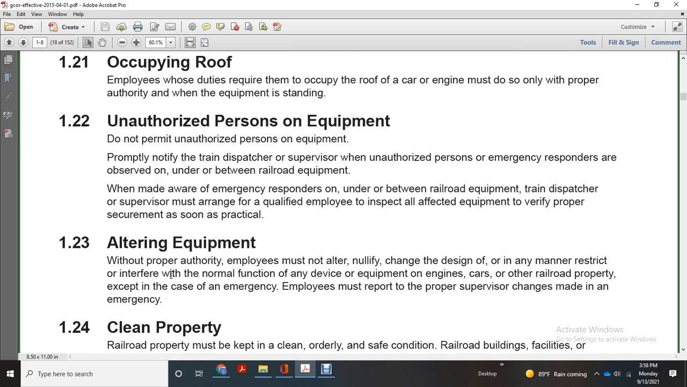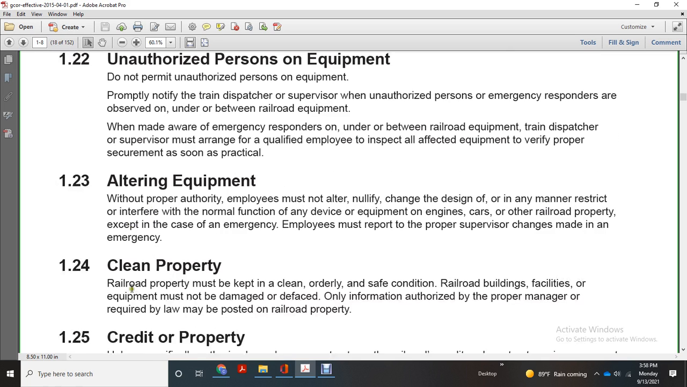Altering equipment. Without proper authority, employees must not alter or modify, change the design of, or in any manner restrict or interfere with the normal function of any device of the equipment, engine cover, or other railroad property, except in the case of an emergency. Employees must report to the proper supervisor any change made in an emergency.